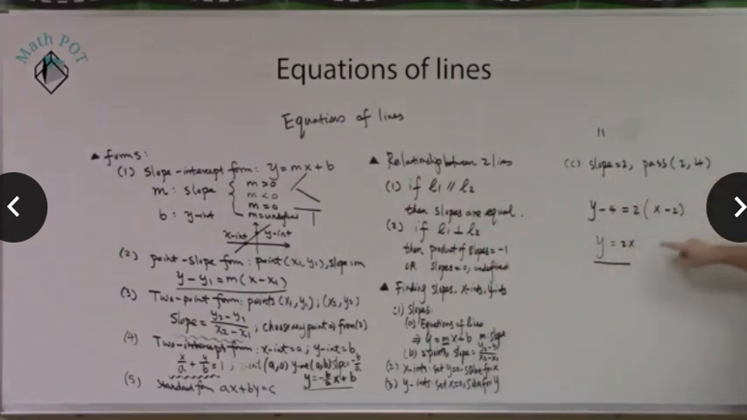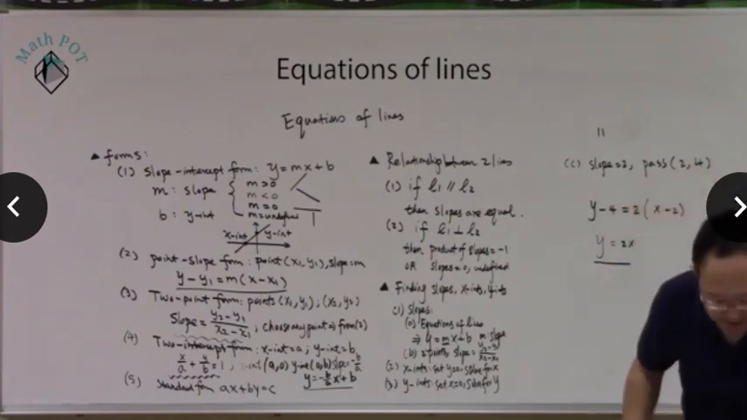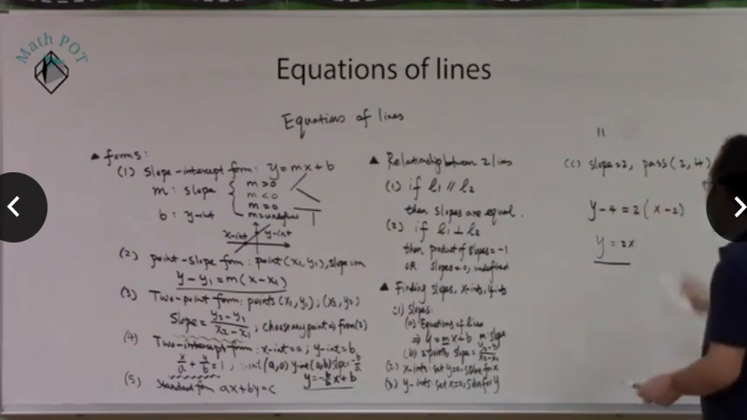Passing through this one, what that means? When x equals 2, y equals 4. It definitely satisfies this equation. That means what? It guarantees this is our final answer. So make sure you understand how to check your answer.